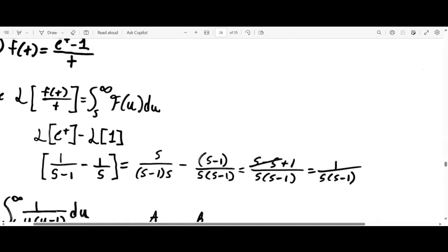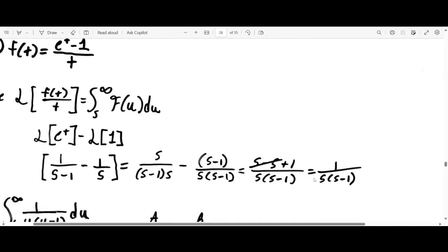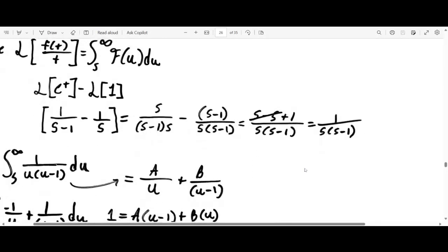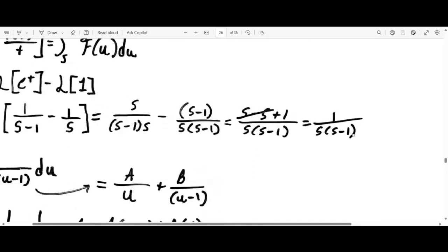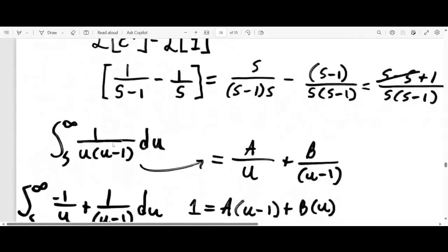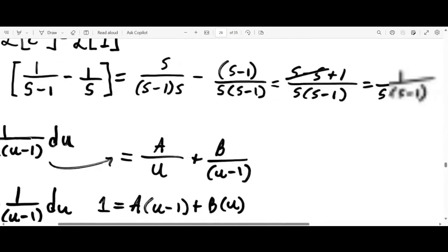Once you find the Laplace of that function up top, you evaluate it on the integral from s to infinity. Then you substitute the original variable s with u. It could be any arbitrary variable, but it's not going to be s, because that would just make things confusing. But yeah, just follow that method.